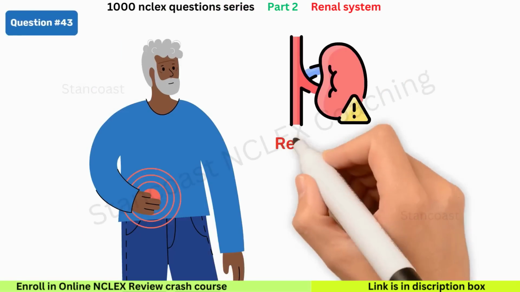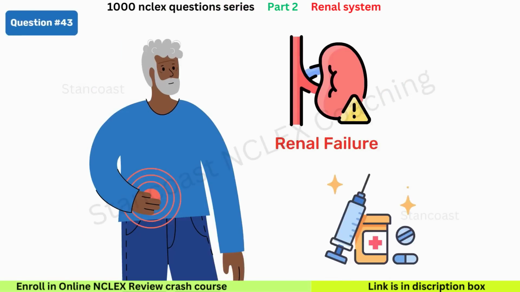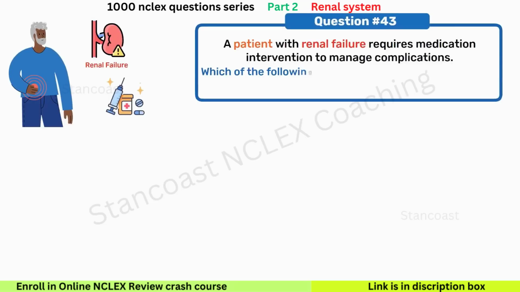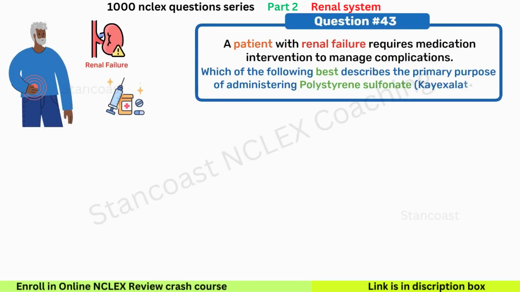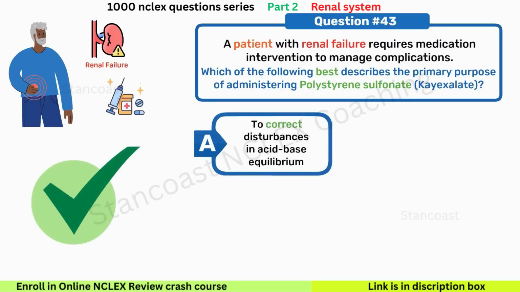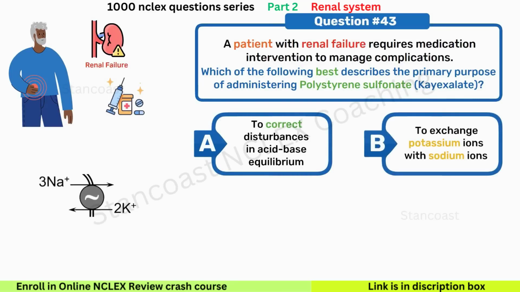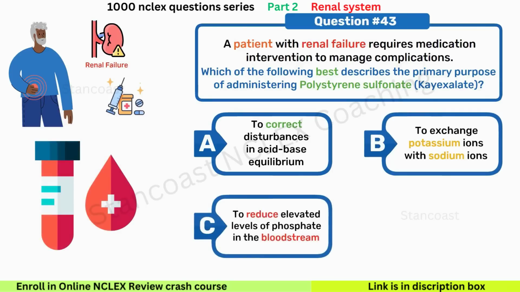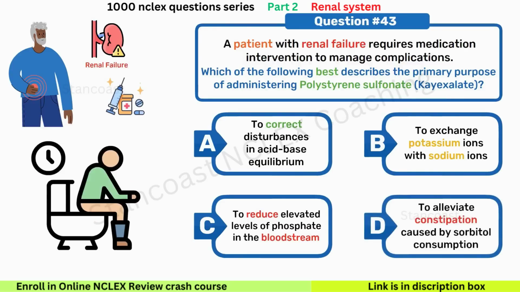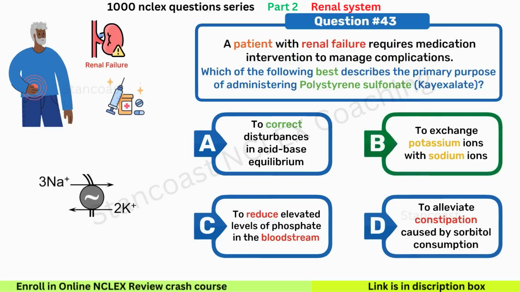A patient with renal failure requires medication intervention to manage complications. Which of the following best describes the primary purpose of administering polystyrene sulfonate, Kayexalate? A. To correct disturbances in acid-base equilibrium. B. To exchange potassium ions with sodium ions. C. To reduce elevated levels of phosphate in the bloodstream. D. To alleviate constipation caused by sorbitol consumption. The correct answer is option B, to swap potassium ions for sodium ions.